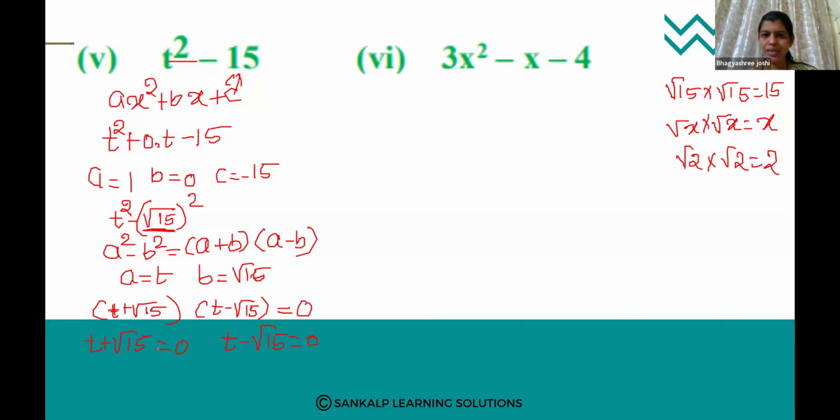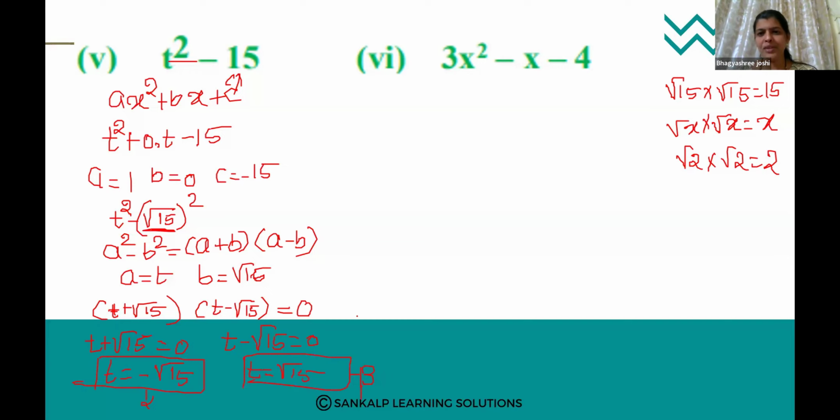So t plus root 15, t minus root 15. Now, transfer this root 15 to this side. Then it will be minus root 15. Transfer this minus root 15 to this side. t equal to root 15. Right? Now, this is the value of alpha, and this is the value of beta. Okay, now I got two roots, alpha and beta.